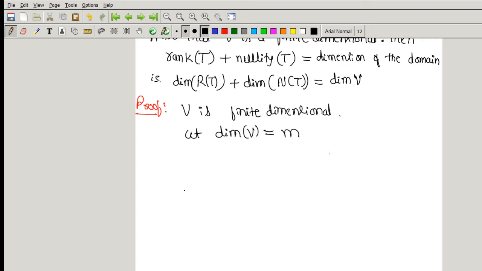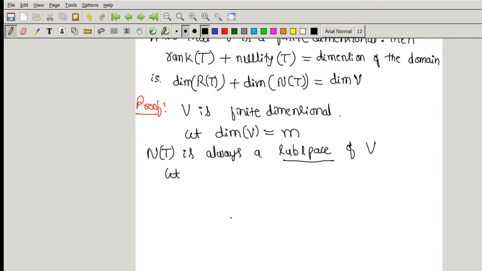Clearly, N of T, the null space of T, is always a subspace of V. V is finite dimensional and N of T is a subspace of V, therefore N of T is also a finite dimensional vector space.